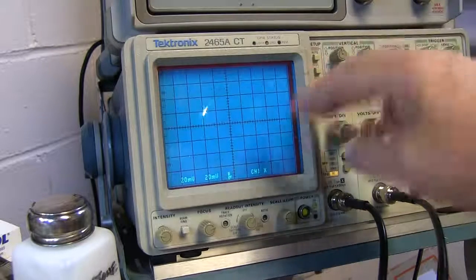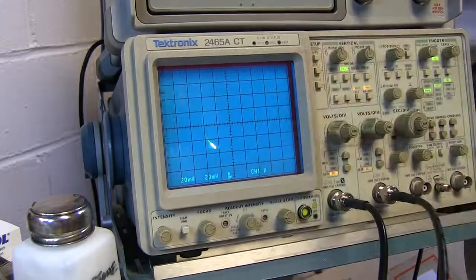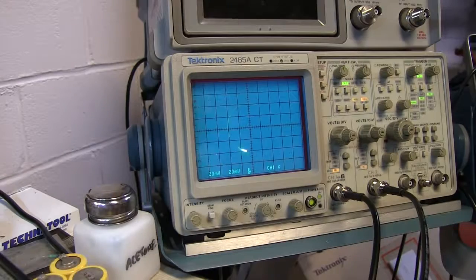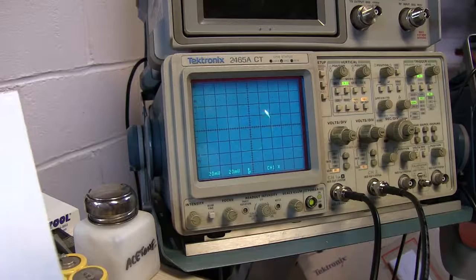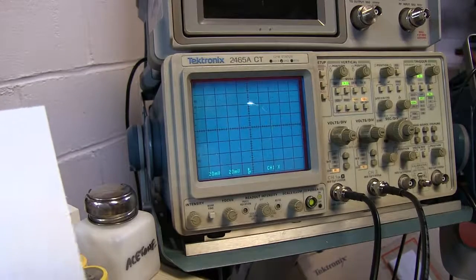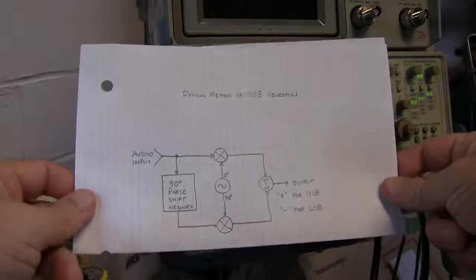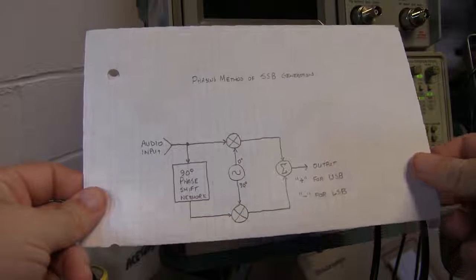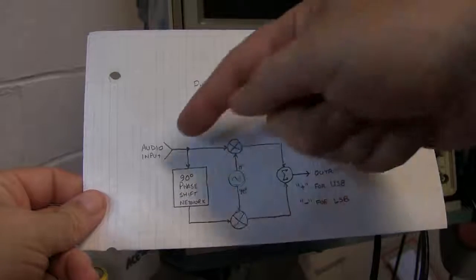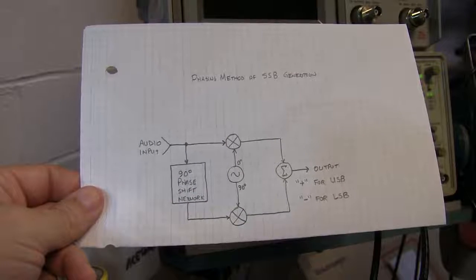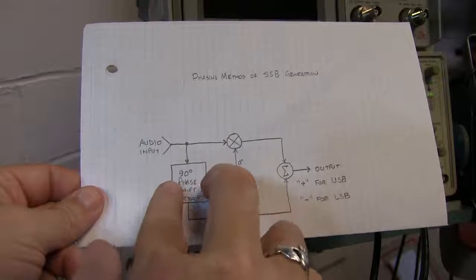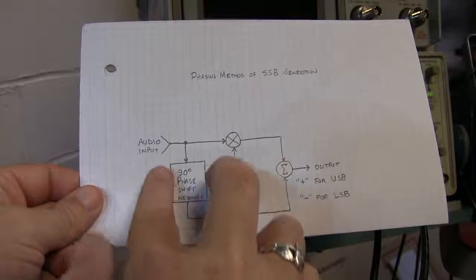So we can actually select whether we want a positive or negative frequency offset by simply changing the polarity of a multiplier. Now this same concept of being able to select a higher or lower offset is also the same principle that was used for the phasing method of single sideband generation. In that phasing method, the audio signal is essentially passed through this 90-degree phase shift network, and that's probably the most difficult thing to do, is to get a good 90-degree phase shift over the entire audio passband that you want to do.